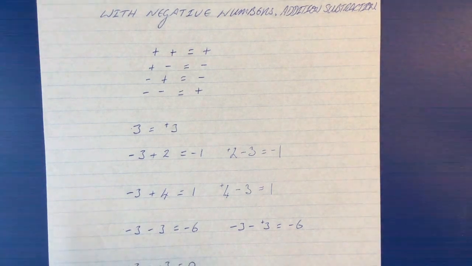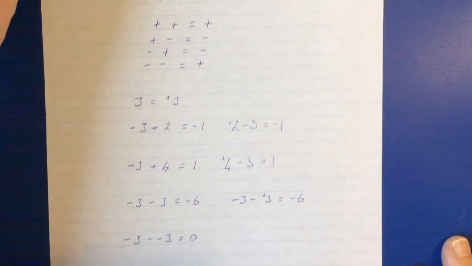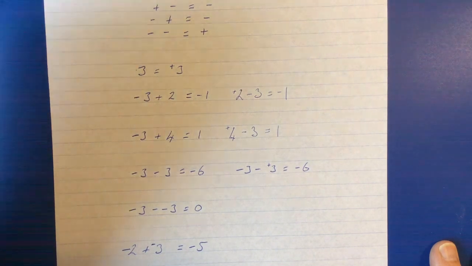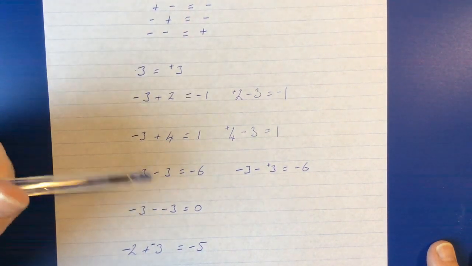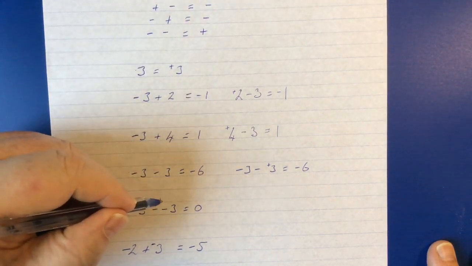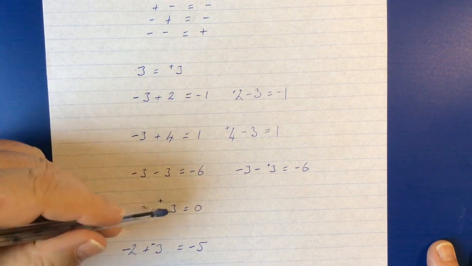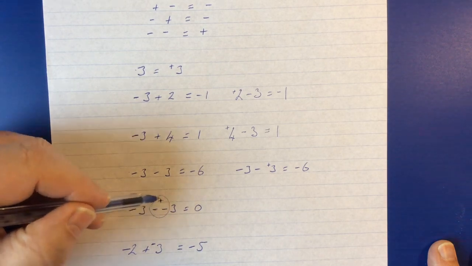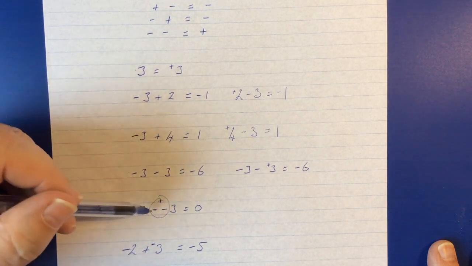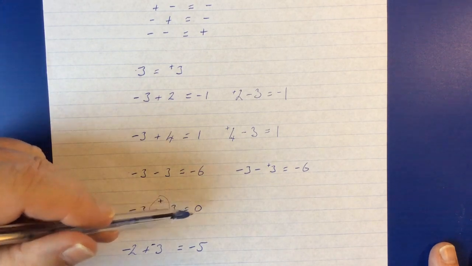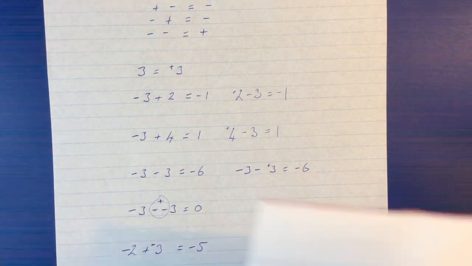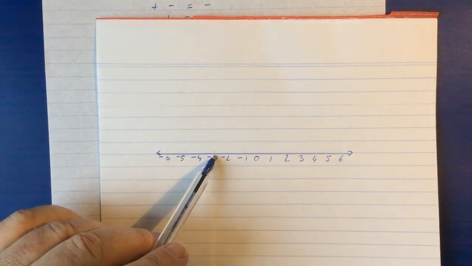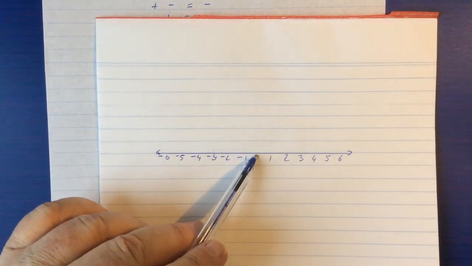Right, a couple more to look at. This one here, this is the one where suddenly this becomes positive because there are two negatives side by side right here, and they create a positive. So it is negative 3 plus 3, which equals 0. On the number line, negative 3 plus 1, plus 2, plus 3 gets you to 0.